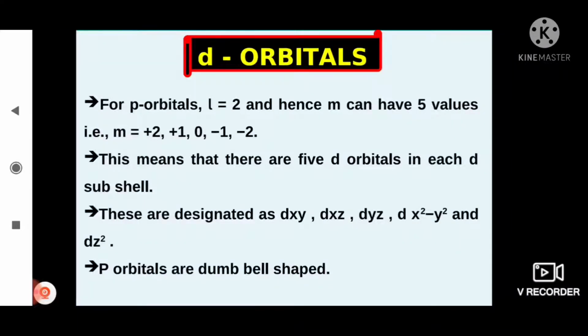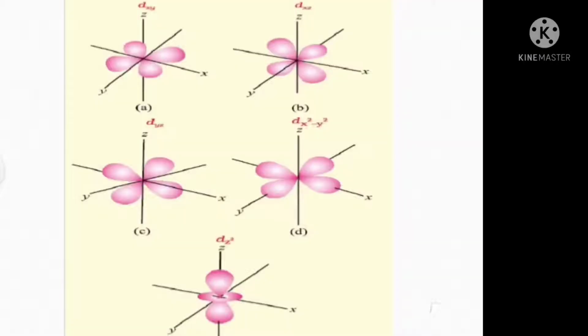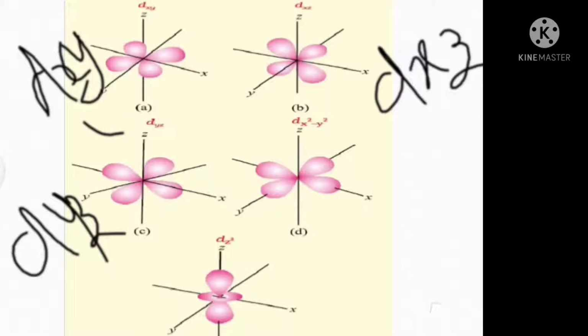And d orbital for l equal 2. Hence m can have 5 values, that are plus 2, plus 1, 0, negative 1, negative 2. That means there are 5 d orbitals in each d subshell, that are dxy, dxz, dyz, dx square minus y square and dz square. 5 d orbitals are dxy, dxz, dyz, dx square minus y square and dz square.